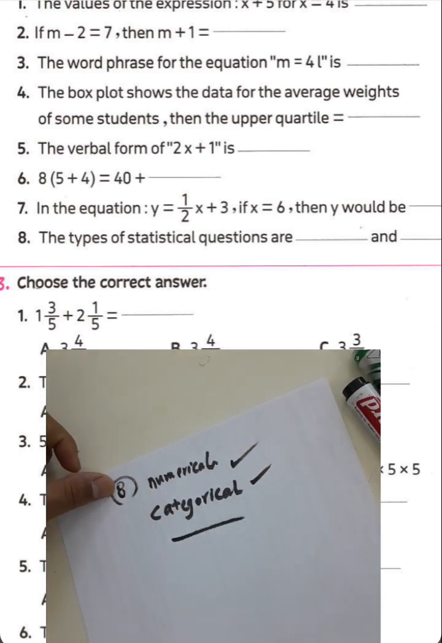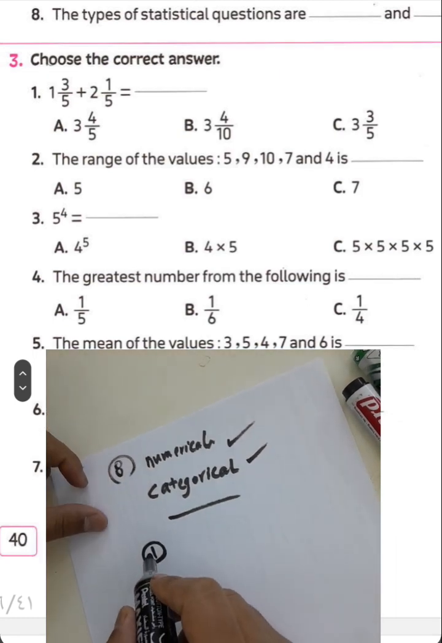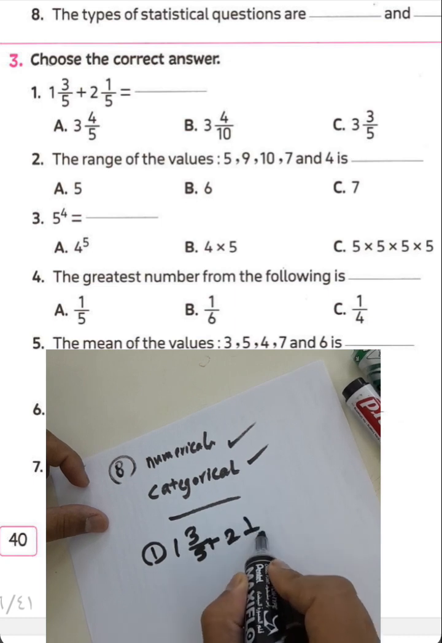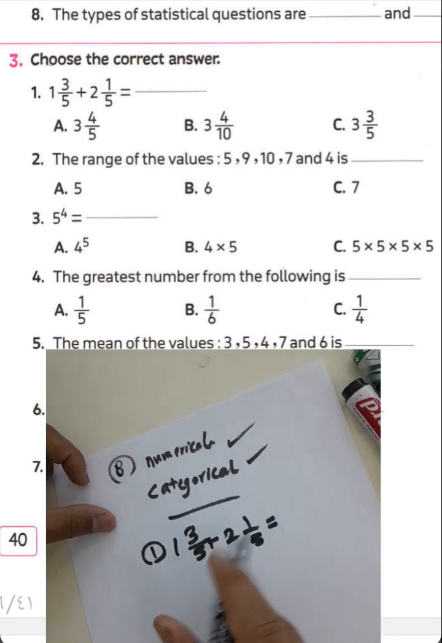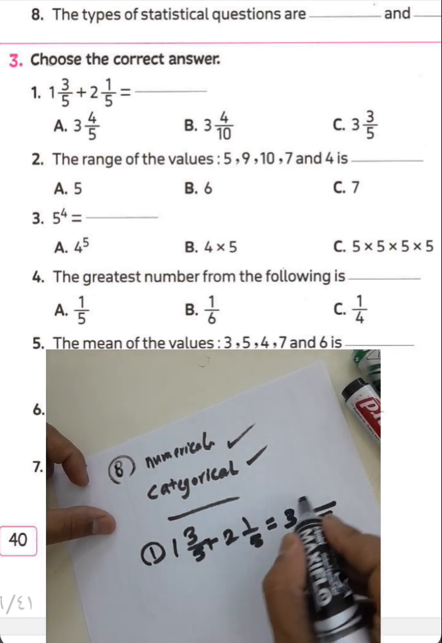Question number 3, choose the correct answer. Number 1. 1 and 3 over 5 plus 2 and 1 over 5. We have the same denominator. And 2 plus 1 equals 3, 3 plus 1 equals 4.